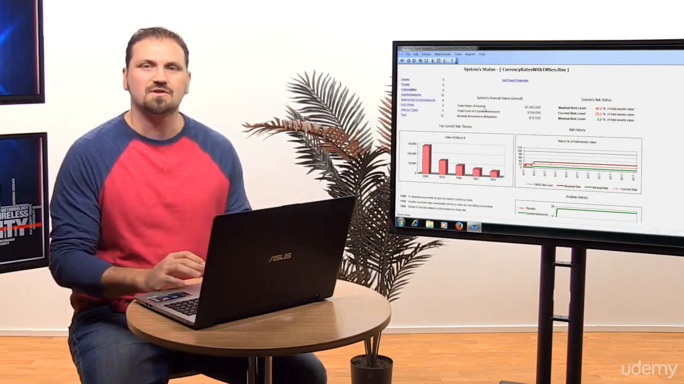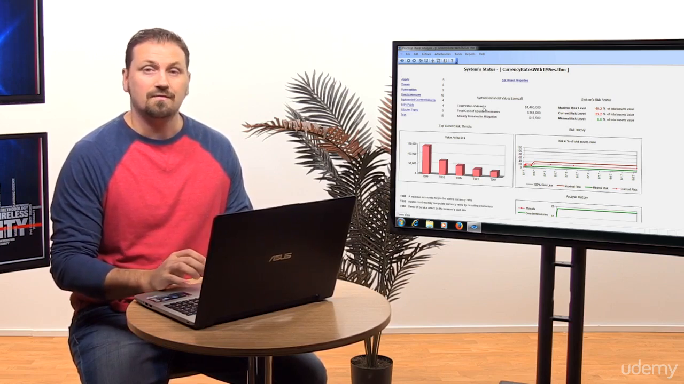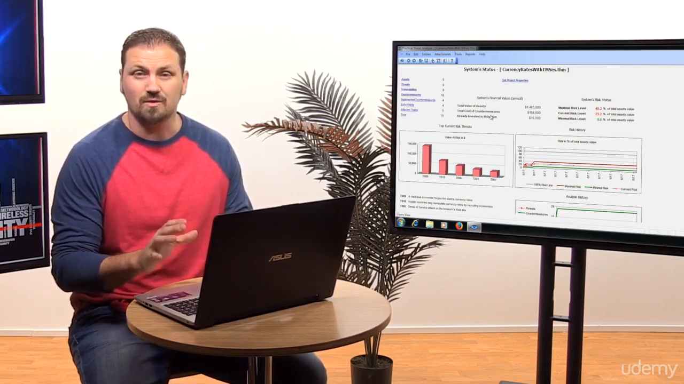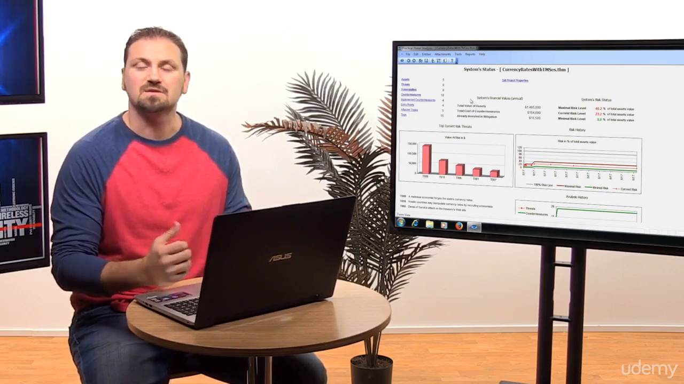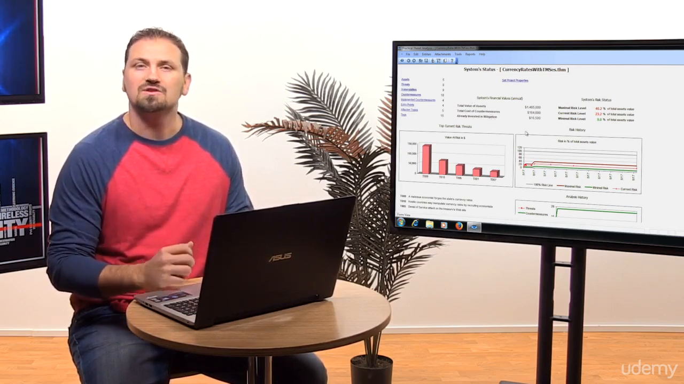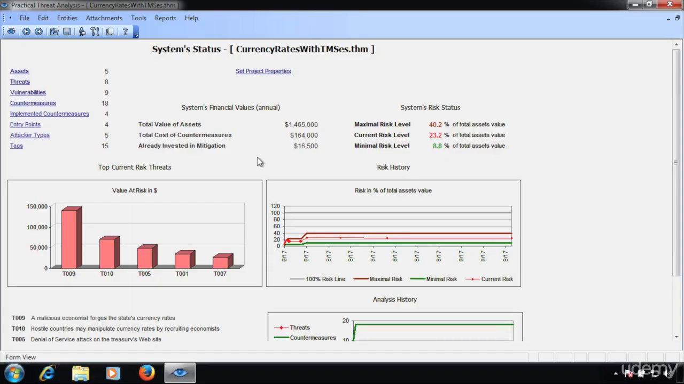It looks like we have this project, which is actually a sample that comes with this tool. If you don't have any previous experience with risk assessment, you can use this sample to learn about how risk assessment is done and what to include in your own risk assessment. So let's get started right here in the main page of the project.